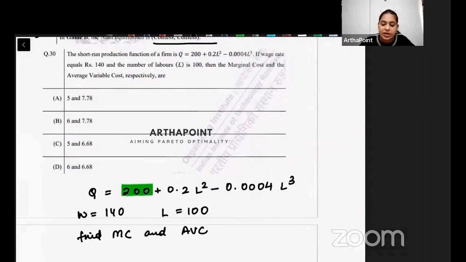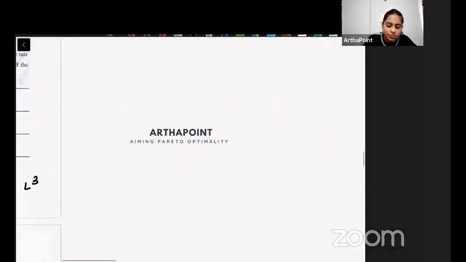To do that, I want to use a very, very simple formula. Each individual is paid money according to his marginal product. So what happens in this case is that W by P, the real wage that any individual gets, is equal to the marginal product. So that should be equal to MP.